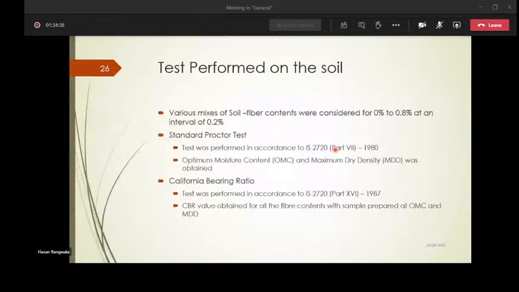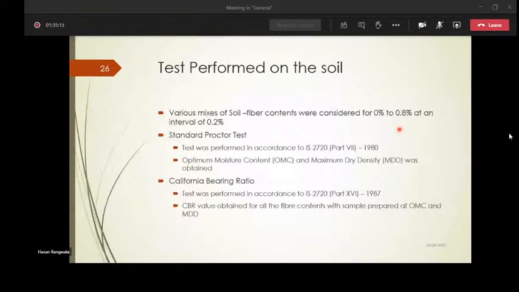Now, one of the major parts is the content of the fiber, which has been 0 to 0.8 percent at an interval of 0.2. So we have taken the soil-fiber mix where I have 100% soil and 0% fiber, then 99.8% soil and 0.2% fiber, and so on up to 99.2% soil and 0.8% fiber.